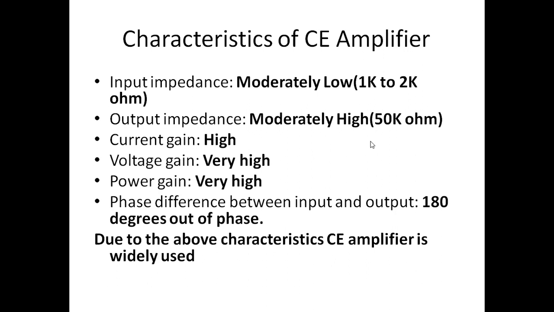A 180 degree phase shift means when the input signal is in the forward positive half cycle, the output signal is measured in the reverse direction, that is, the negative half cycle. Due to the above characteristics, the common emitter amplifier is widely used. These are the basic characteristics for any amplifier. If an amplifier has approximately similar characteristics, then it can be used in an amplifier circuit.